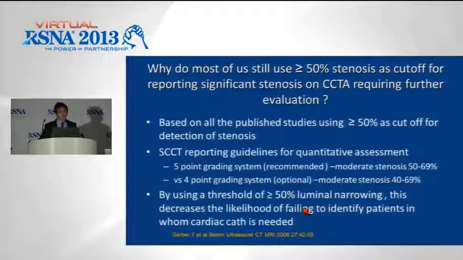So why do most of us still use more than 50% stenosis as the cutoff for reporting significant stenosis on a CT requiring further evaluation? I think that's because of all the previous reports that use 50% as the binary cutoff. The SCCT guidelines also recommend using the 5-point grading system where moderate stenosis is 50 to 69%, and the optional grading system is a 4-point system from 40% to 69%. But at the same time, I think the main reason is that by using a threshold of more than or equal to 50% luminal narrowing, this decreases the likelihood of failing to identify patients in whom a cath is required.